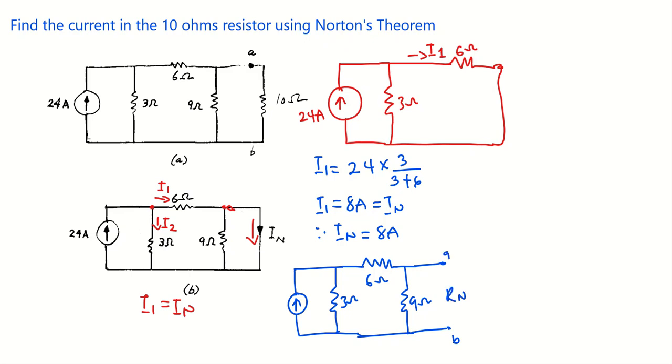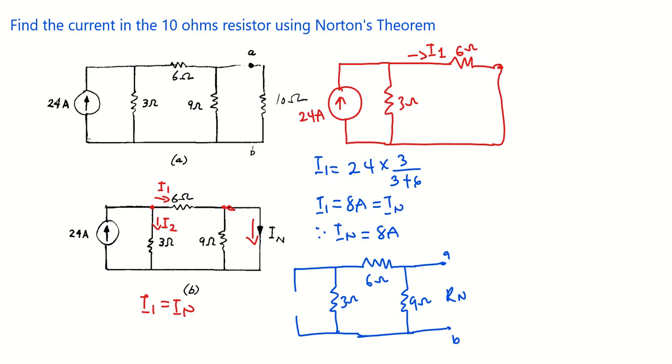Okay, so how do we find Norton's resistance? You have to remember that if you want to find Norton's resistance, if there is a voltage source, you have to short circuit the voltage source, and if there is a current source, you have to open circuit the current source. We have a current source here, so you have to open circuit it. So you're going to have something like this. Now let's go ahead and find Norton's resistance.